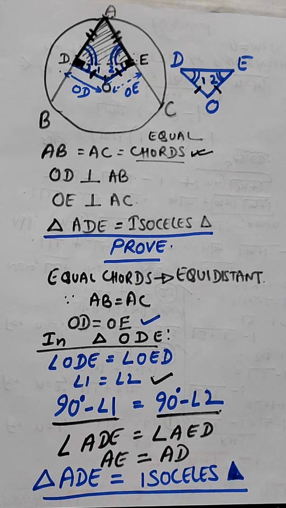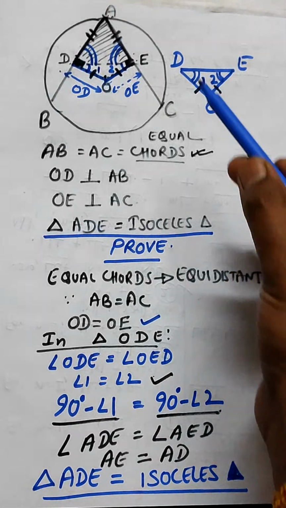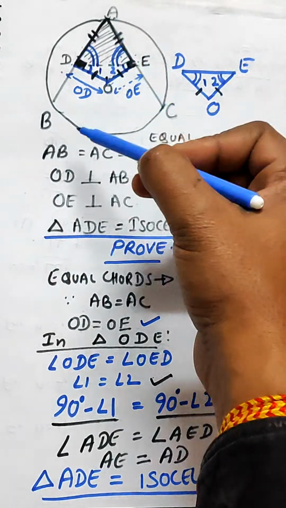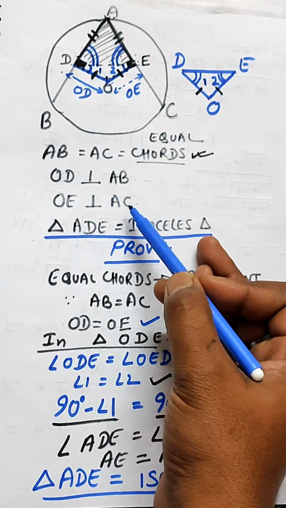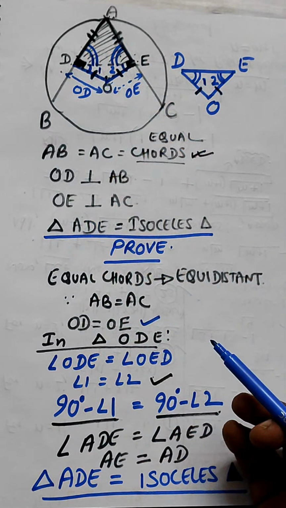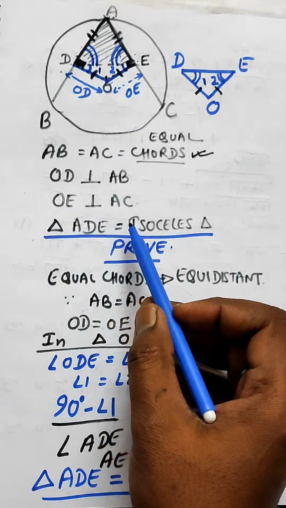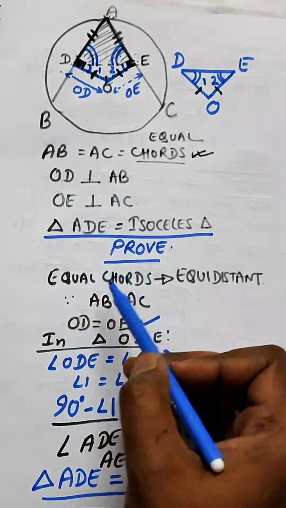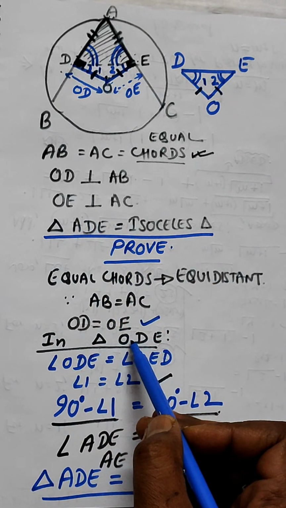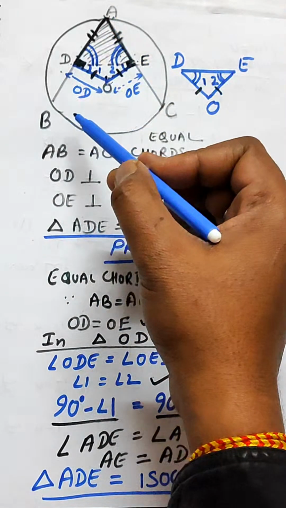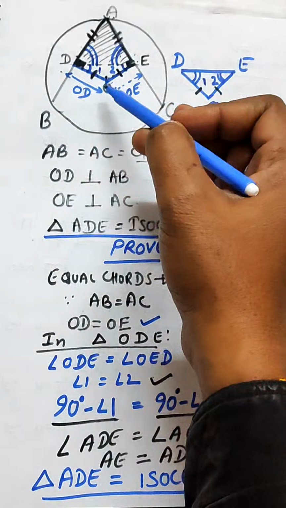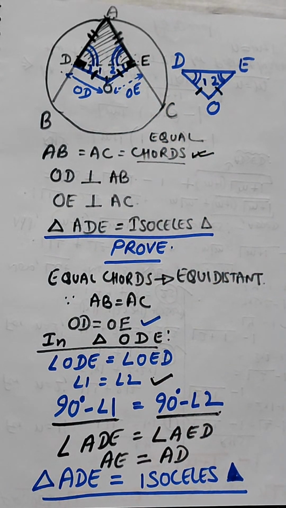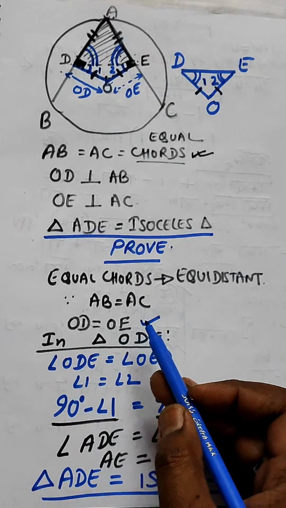Okay. So we have explained this question, where a circle is given, AB and AC are equal chords, OD perpendicular to AB, OE perpendicular to AC. Since equal chords are equidistant from the center, we have considered OD equal to OE, because the distance of any chord from any point is the perpendicular distance. That is the shortest distance. So we can say OD is equal to OE.